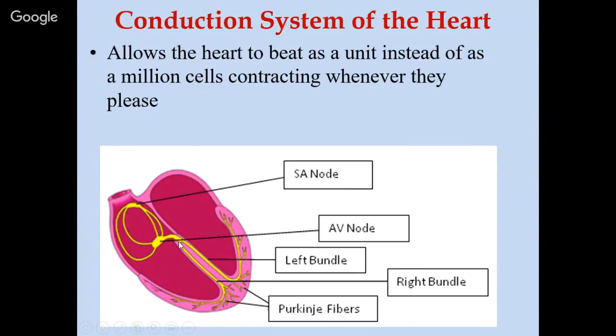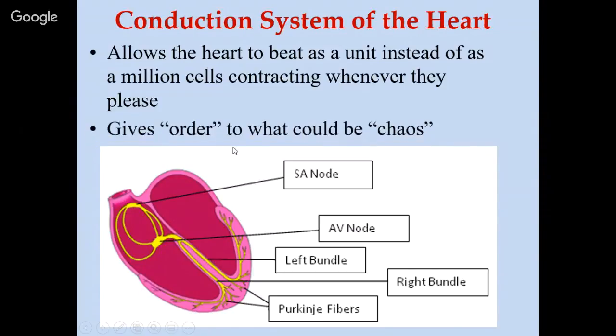And then it goes down the right and left bundles. So when somebody has a left bundle branch block or a right bundle branch block on EKG, this is the problem. And then it goes down to the Purkinje fibers, and the Purkinje fibers send the signal to the rest of the heart. So if things are not going in the right order, that is chaos. The atria should contract first and then the ventricles, right? Because that's the order of things.